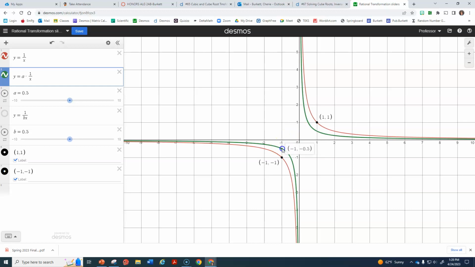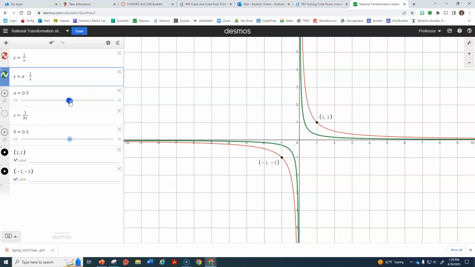And the same is true, of course, on the negative side. We've got the -1 at -1/2, and we've got -1/2 passing through -1. Okay, so there it is. That's the A. When A is a fraction, we have a vertical compression.